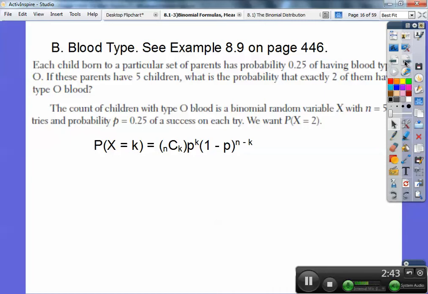Okay, so here it is. I'm going to do n choose k, so I'm doing 5 choose 2. Okay, the probability is 0.25, and then 1 minus 0.25 is 0.75. That's where that came from. Okay, and then k is 2, and this is 5 minus 2, which is 3. Okay, and then I'm going to do a little math over here.